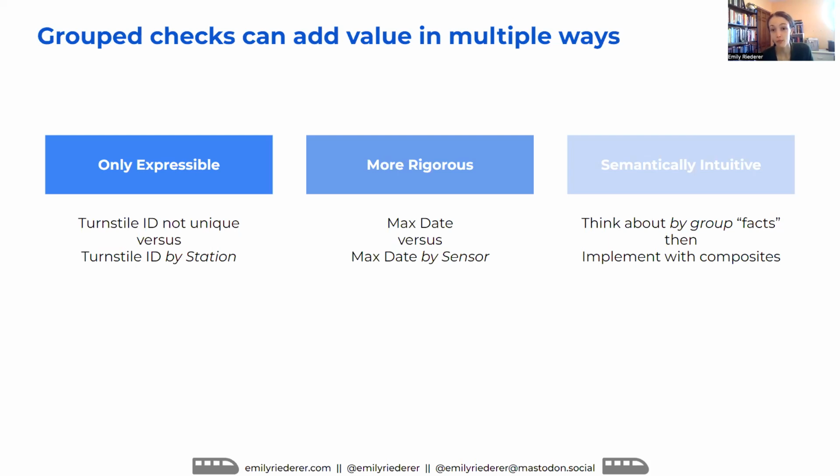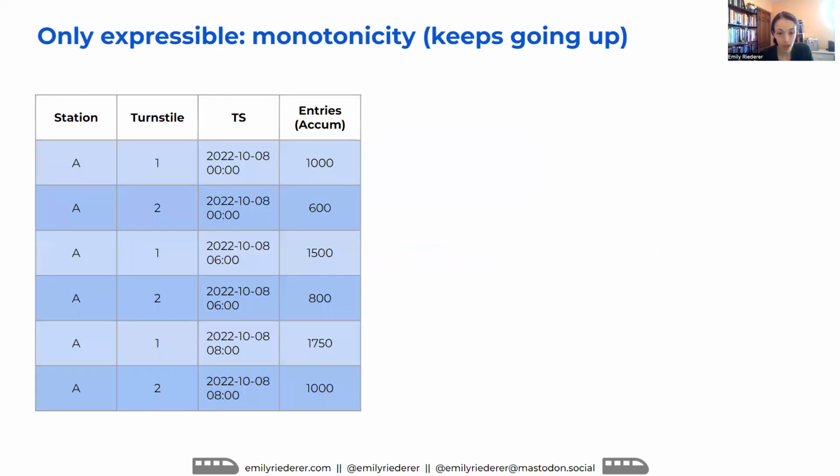Other checks can be done at the aggregate level, but they're really more rigorous if we add in this grouping dimension. Going back to the previous example we talked about, we can think about the maximum date across the system versus the maximum date for every single source. And finally, sometimes it's just a more semantically helpful crutch to brainstorm what we want to test.